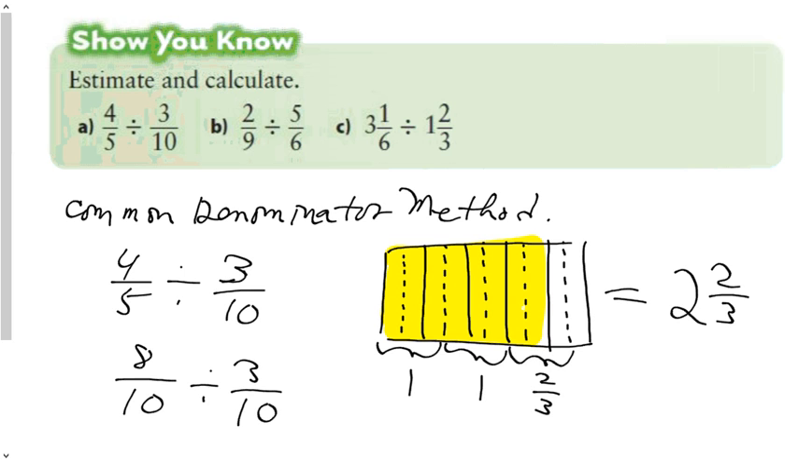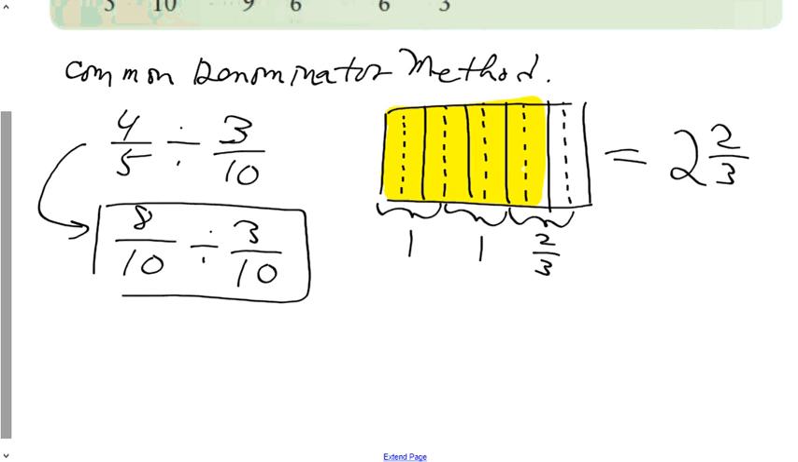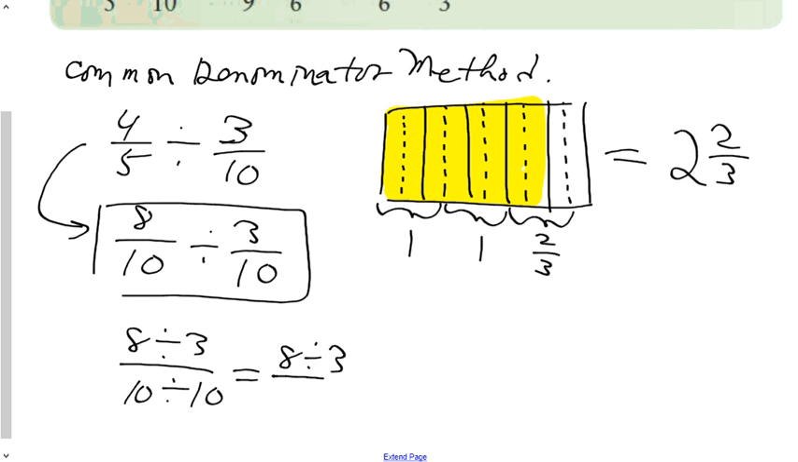And I guess really that's a third method, drawing it, but that's so labor intensive that it's not worth doing. But the way we can use the common denominator is, well, there's my original question, and there's my equivalent equation that has a common denominator. And just like multiplication, I'm going to divide the numerators and divide the denominators. But in this case, I'm just going to leave it like this for a second.